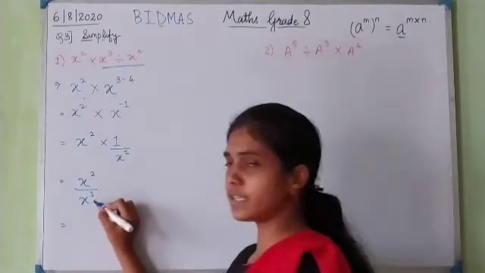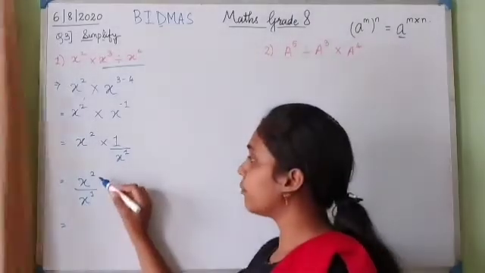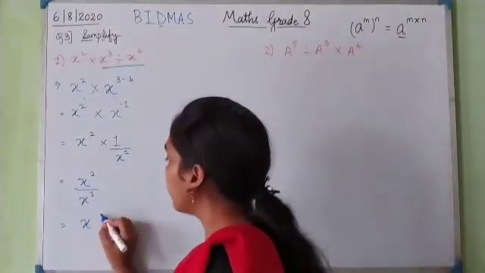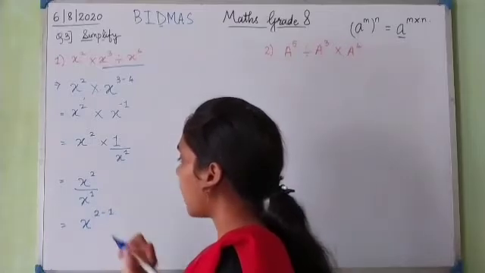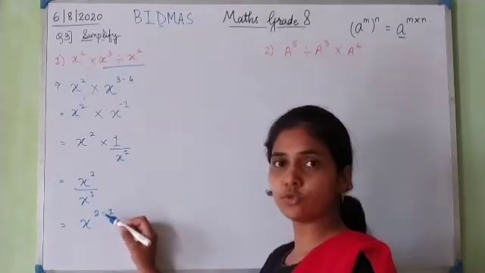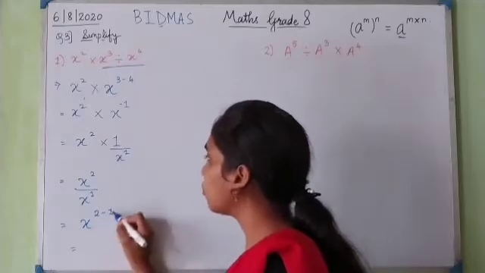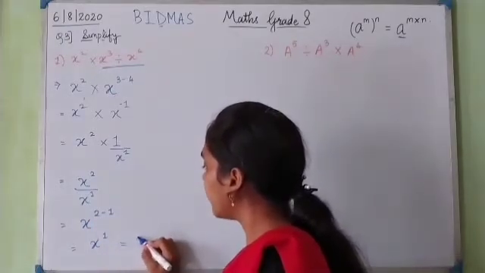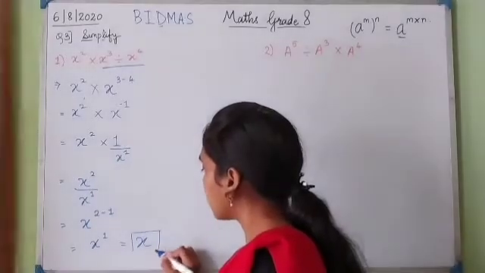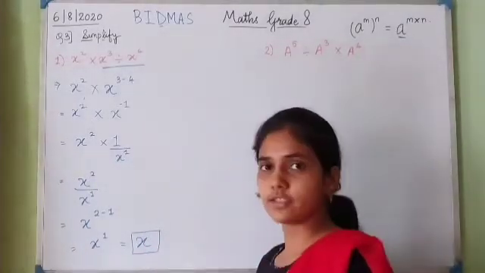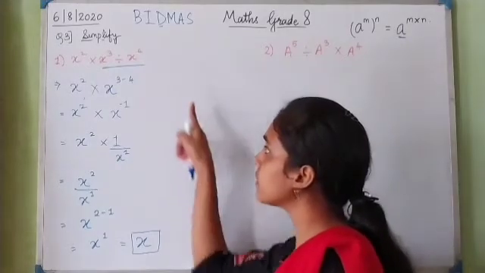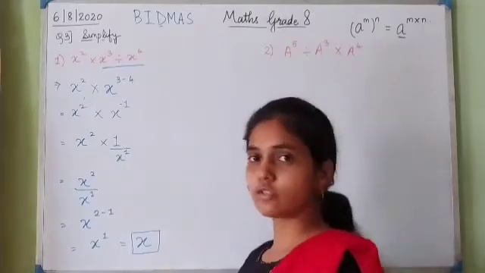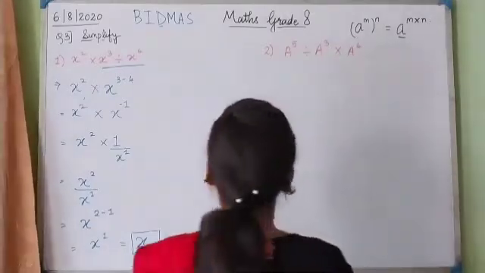Now again, the bases are same, powers are different and both the numbers are divided. Okay. So what do we do? We subtract their powers. So this becomes x raised to 2 minus 1. So x raised to 2 minus 1 is how much? X raised to 1, or we can simply write it as x. So this is our final answer. Okay. So the simplification of this is x. Now we go to the second question.